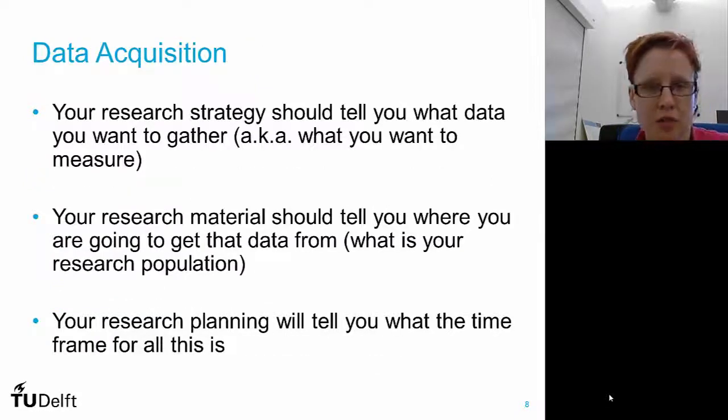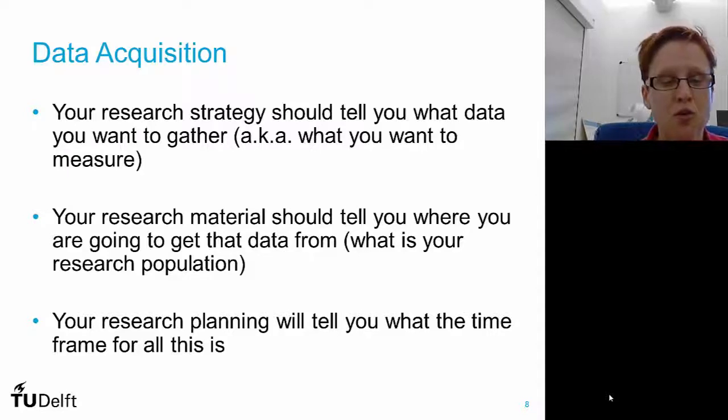Then look at data acquisition. Your research strategy should tell you really what the data is that you want to gather. What is it that you want to measure or study, etc. And from that, it should also tell you where you're going to get your data from and your research population. And for those of you going, oh, this is social sciences research, research population is basically what you study. That can be piles of material, it can be a whole set of theory, etc. But you pick something from it, and data comes from it.